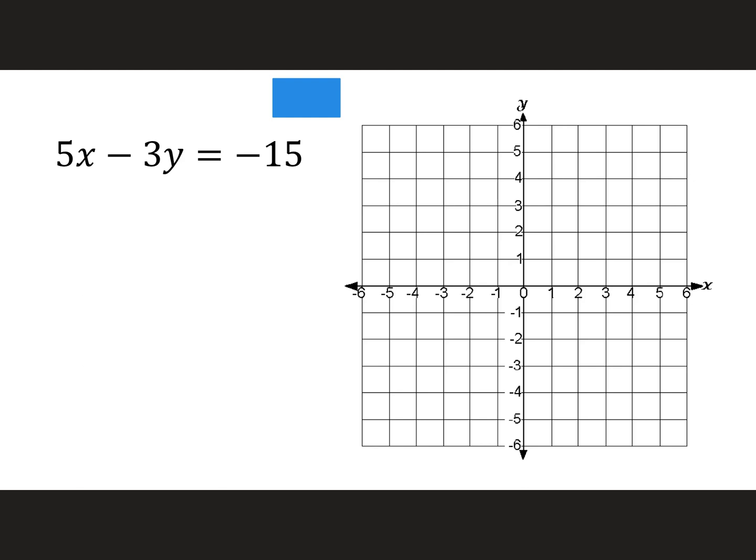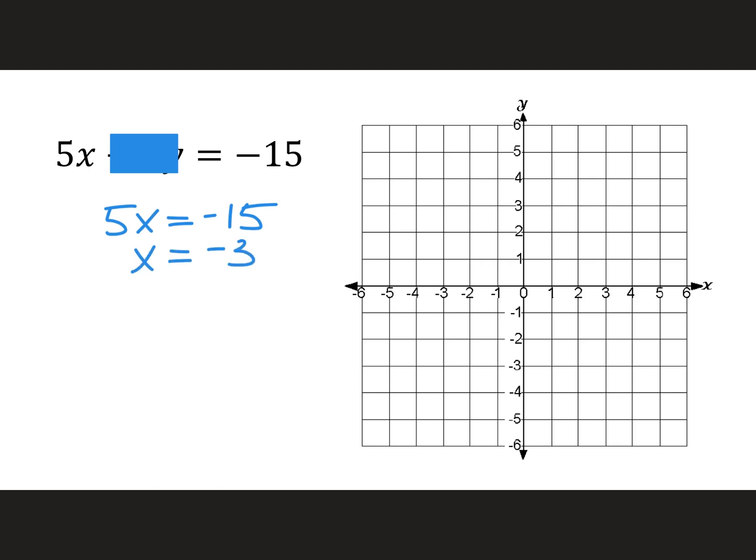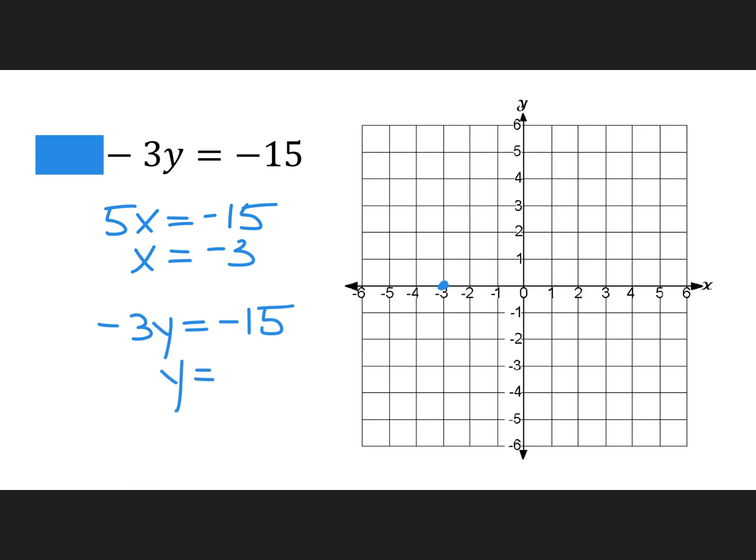Here we go. I'm going to cover up my first term here, and I see then that I have 5x equals negative 15. And so negative 15 divided by 5 is negative 3. My x-intercept is negative 3. And then if I cover up this, I see that I have negative 3y equals negative 15. And so negative 15 divided by negative 3 is a positive 5. So my y-intercept is a positive 5. Not too bad. Now it's time to draw the line.